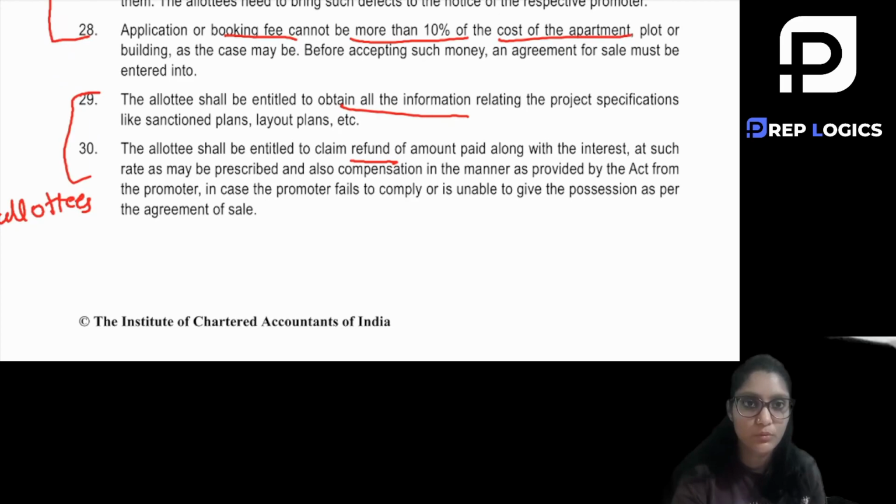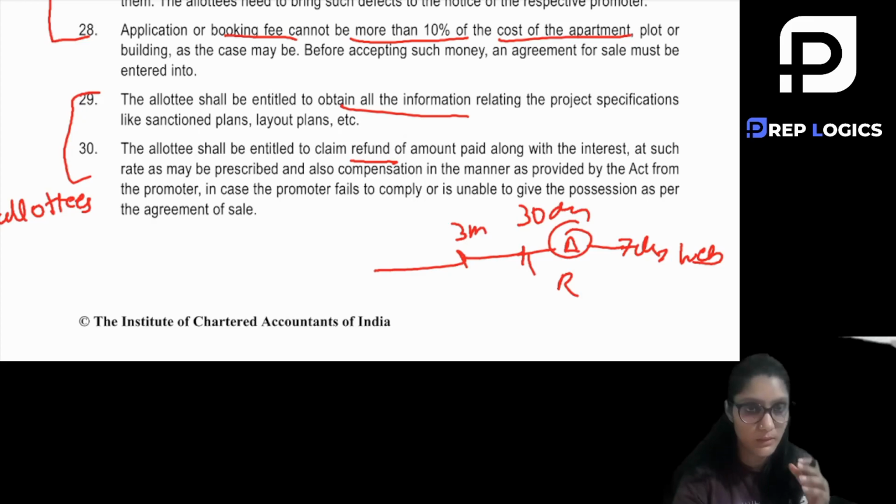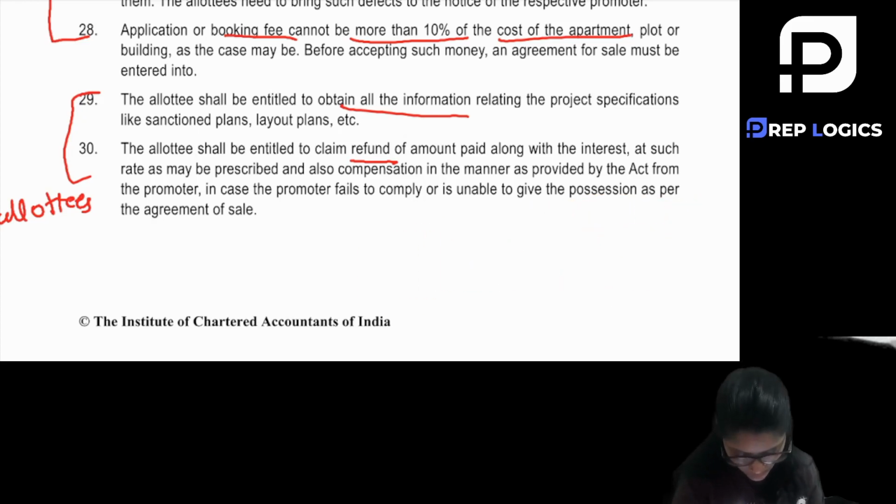Till then he needs to get registered within 3 months from the commencement of the Act. Within how many days must he get the approval? Within 30 days, either acceptance or rejection. If accepted, then within 7 days he will get all the details of the website. I hope that this revision is helping you out.